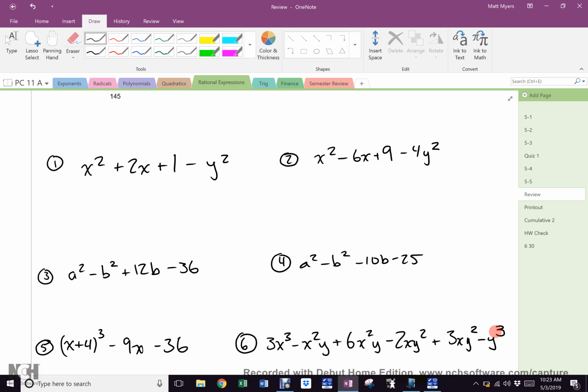Unless it is something like, oh, Mr. Myers, I know it's supposed to be sine. I just can't remember if it's opposite over hypotenuse or opposite over adjacent. Okay, understand what I mean? Okay, go.